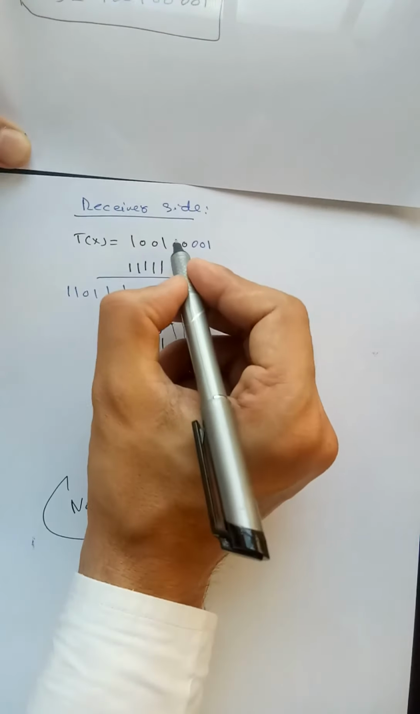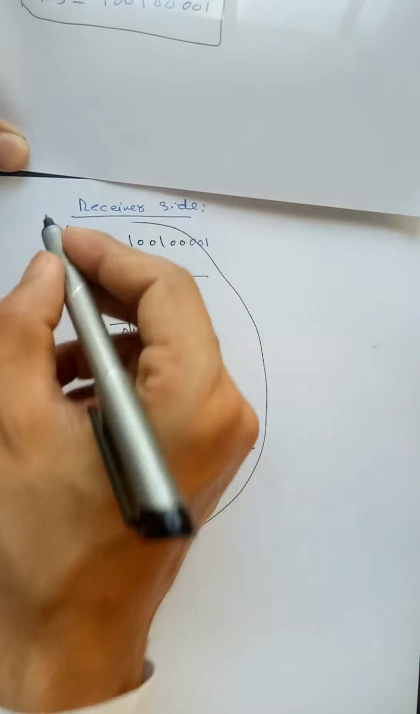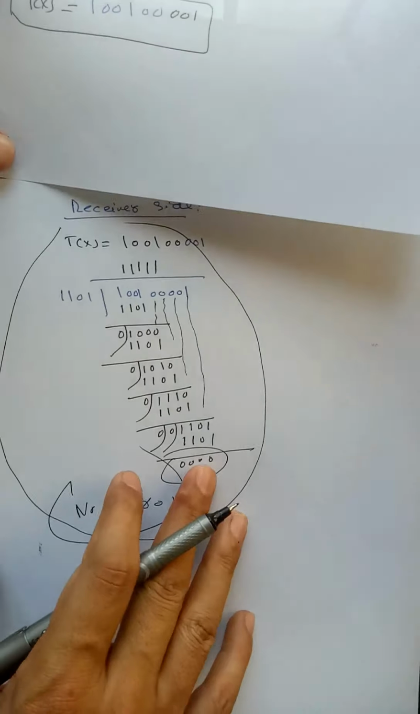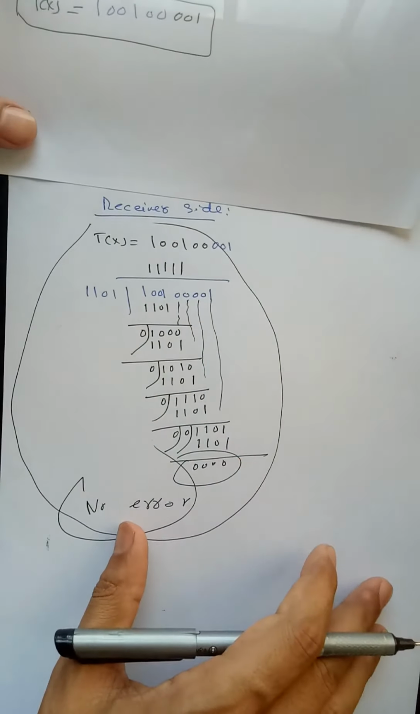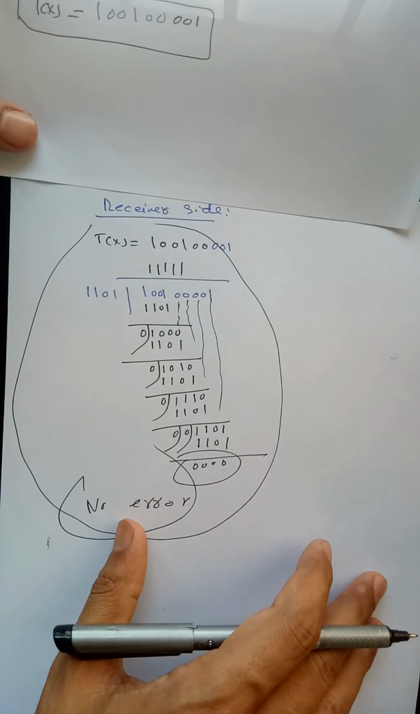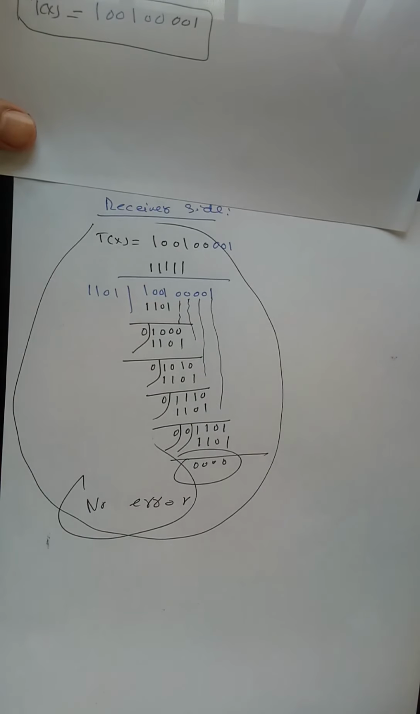If you change any bit here, you will get some remainder. So in this way you can generate CRC, and at the receiver side you can detect a particular error. Thank you.